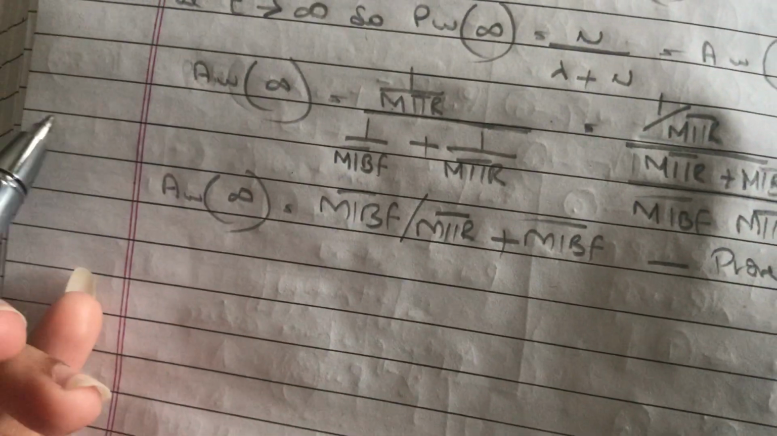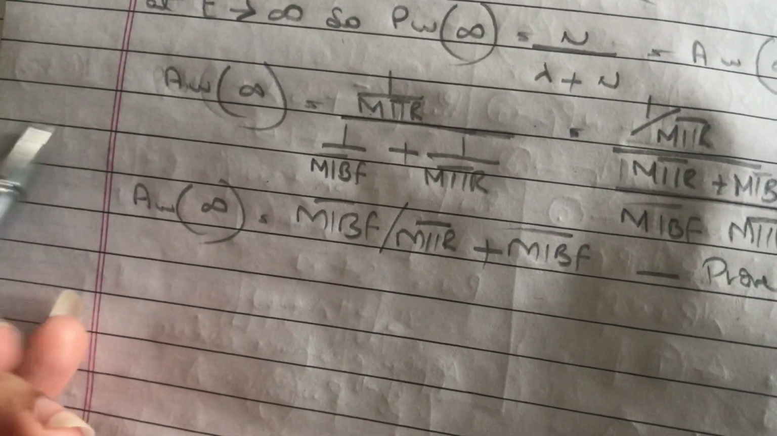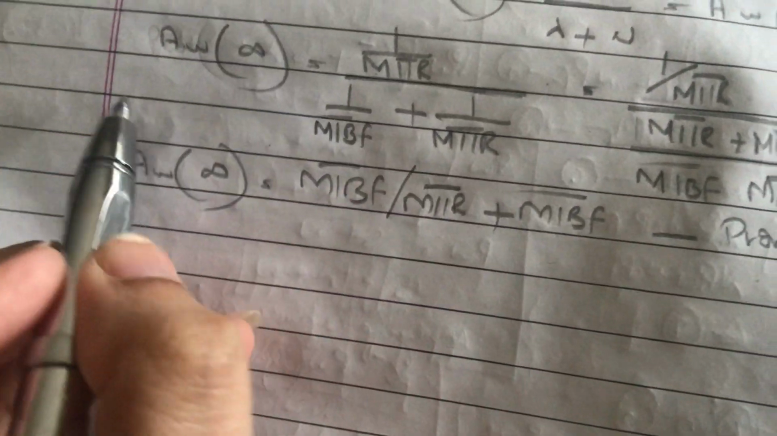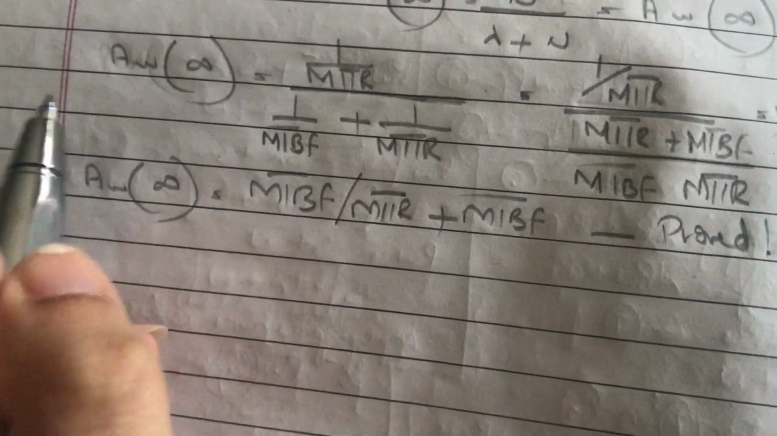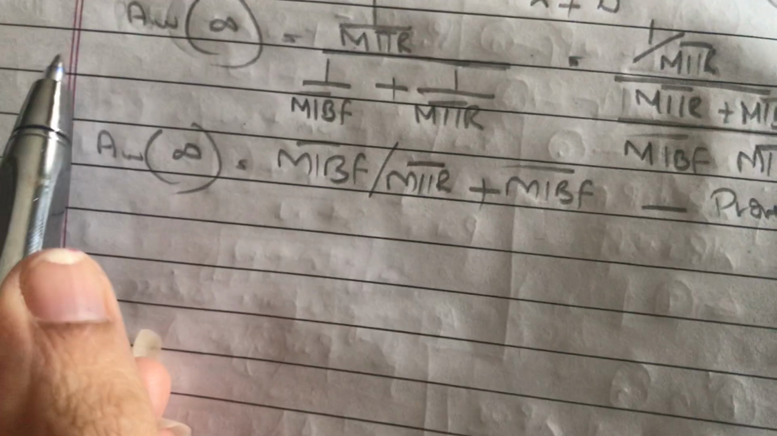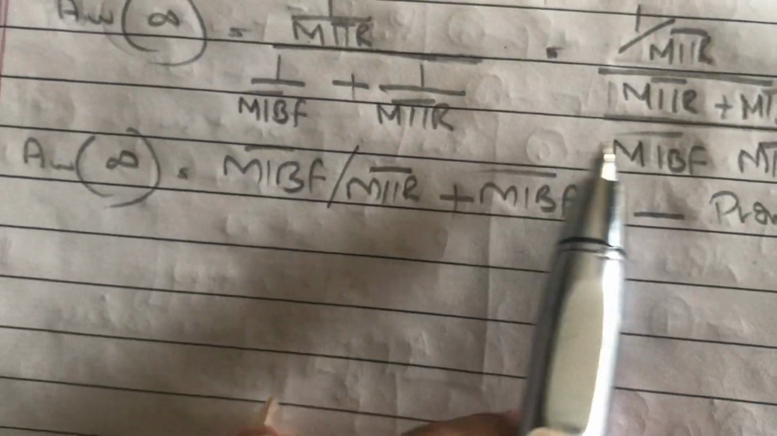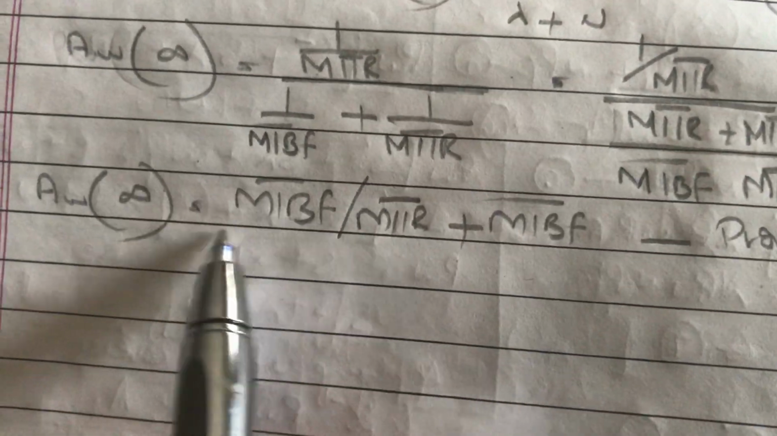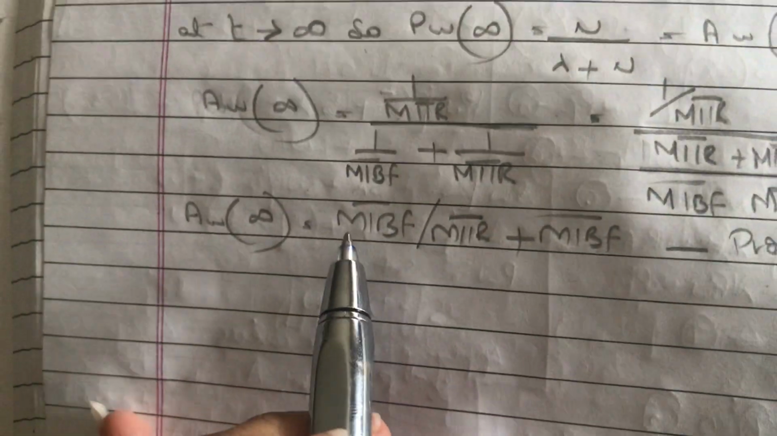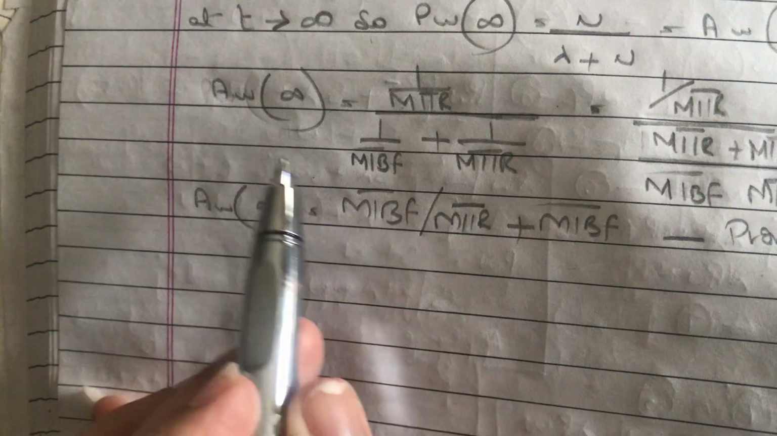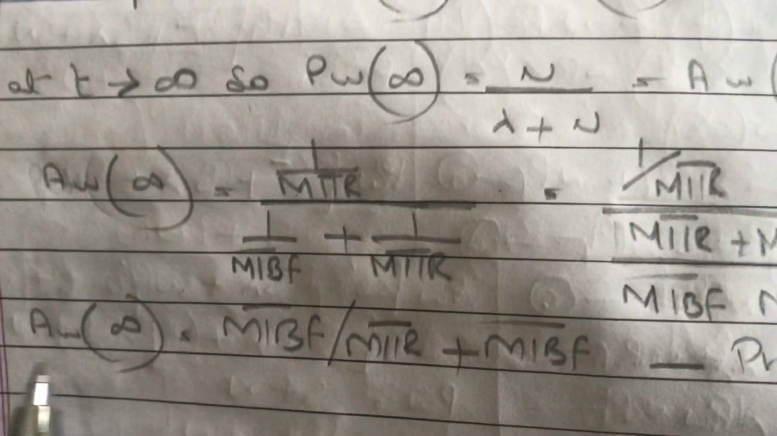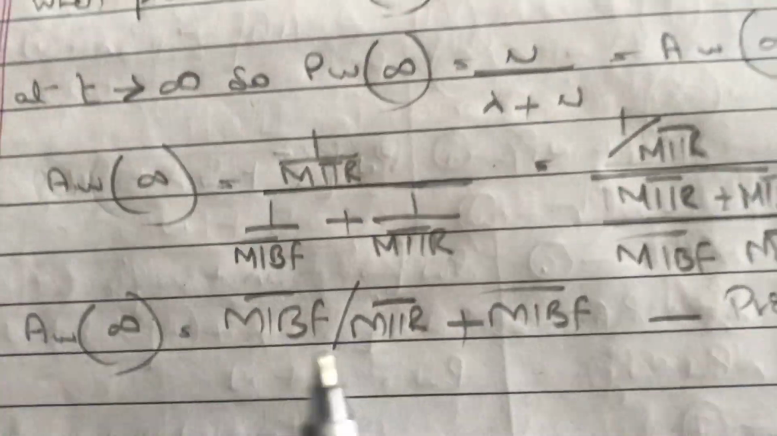So the steady state availability of a single component, you remember the component, the RBD that I drew before at the start, the single component, the A infinity of that single item would be in this form. And that's all for now, the topic is over. We have done the steady state availability at time infinity for the single component.